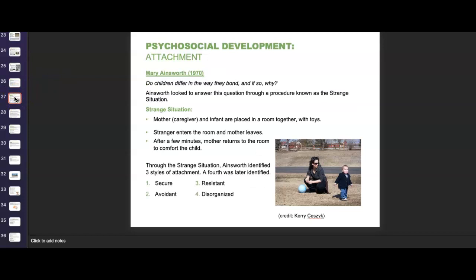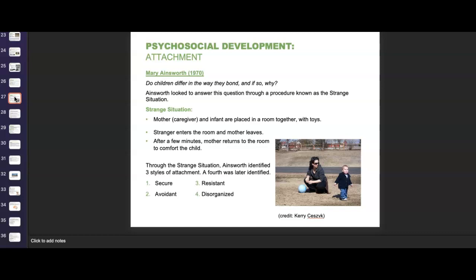And then lastly, Mary Ainsworth wanted to ask the question, do children differ in the way they bond? And if so, why? Ainsworth looked to answer this question through a procedure known as the strange situation. Mother, or caregiver, depending upon whether the mother was present or not, and infant are placed in a room together with toys. Then a stranger enters the room and the mother leaves, or caregiver leaves. After a few minutes, the caregiver returns to the room to comfort the child.